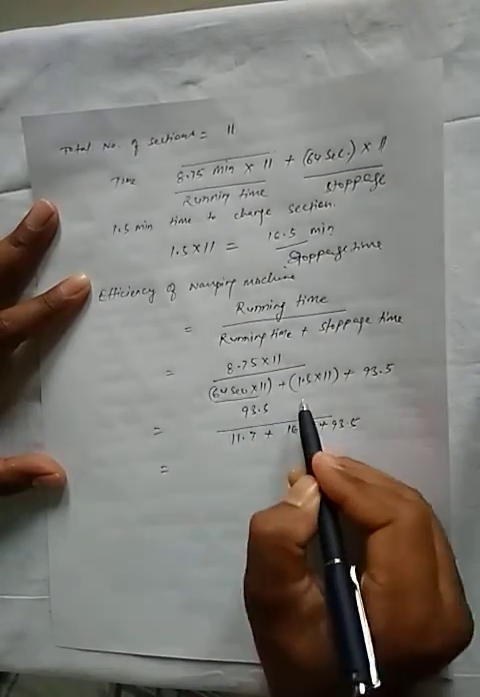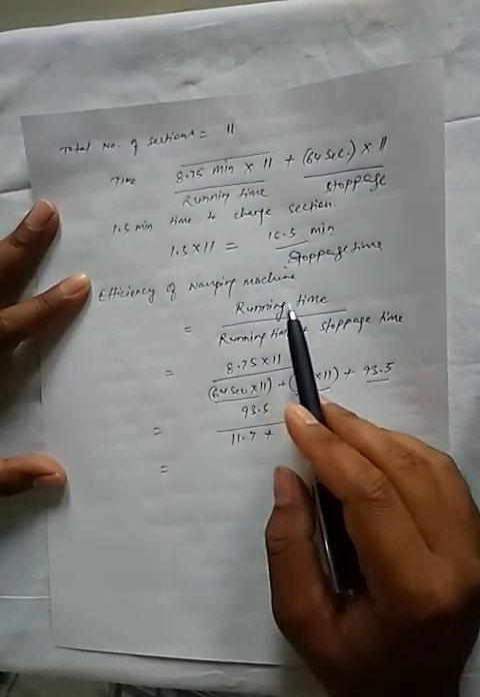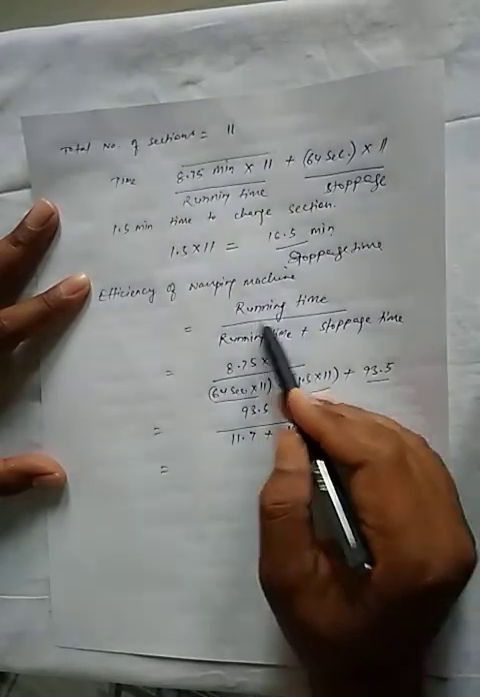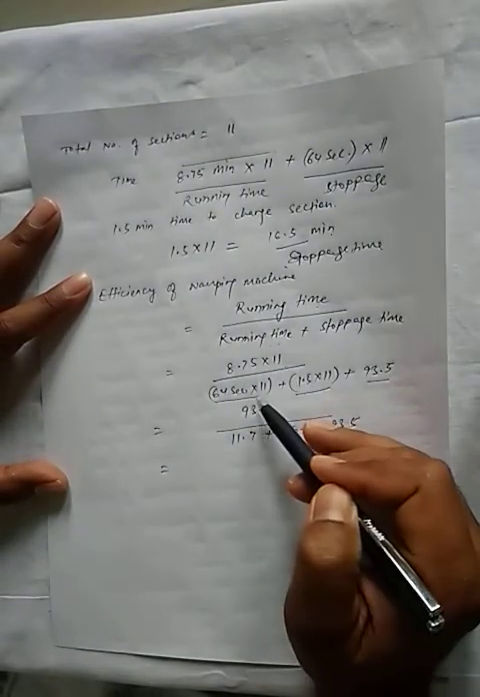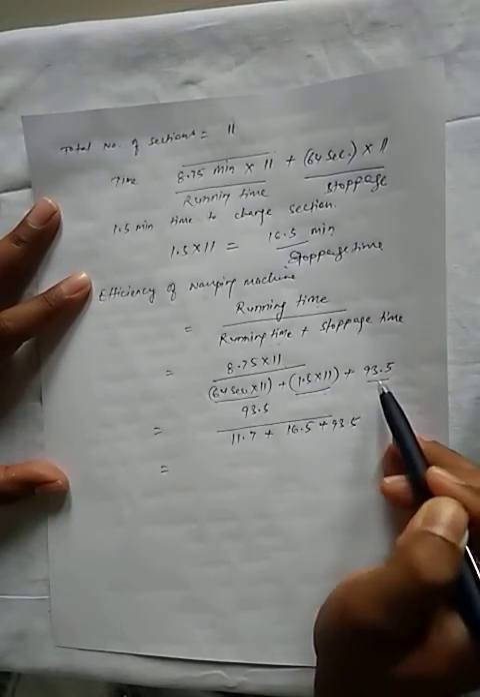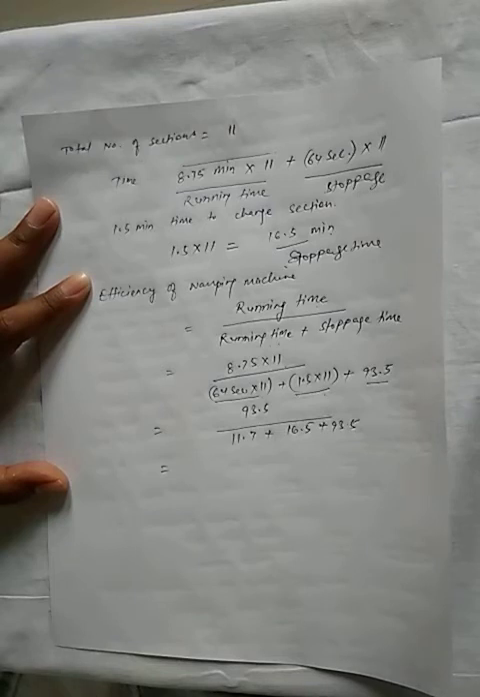This is the calculation of our efficiency: running time divided by running time plus stoppage time. So the total time is 11.7 plus 16.5 plus 93.5.